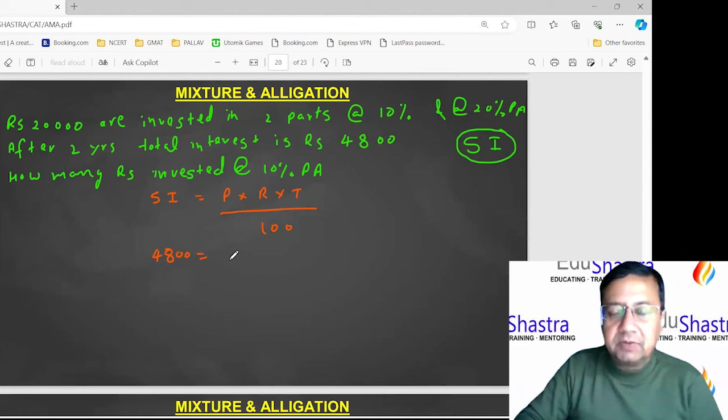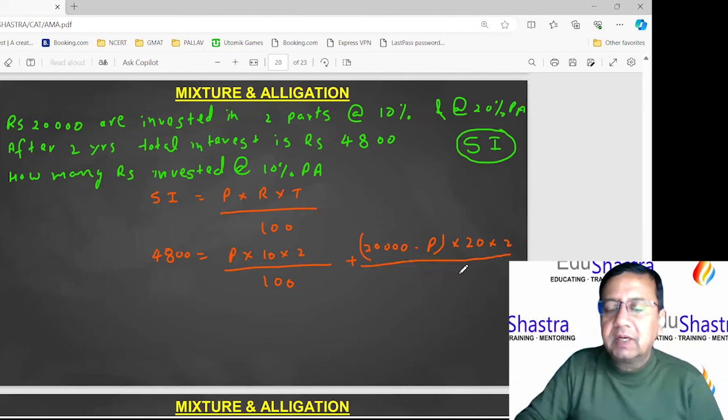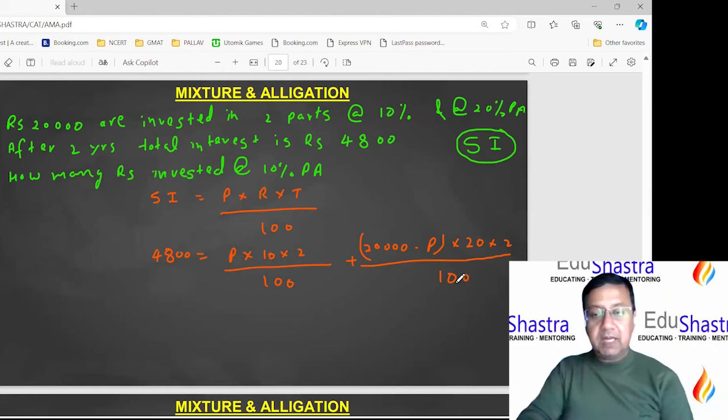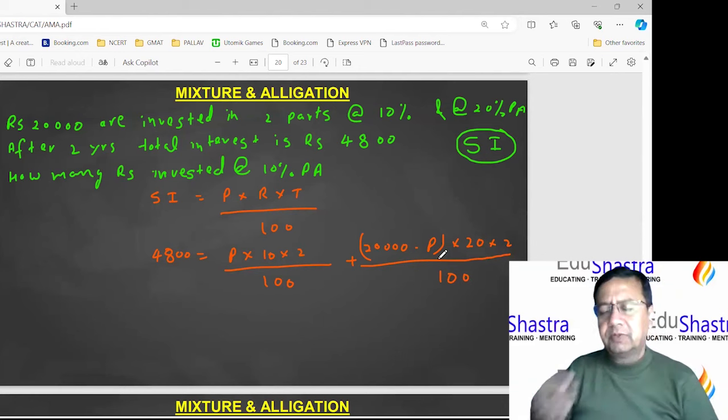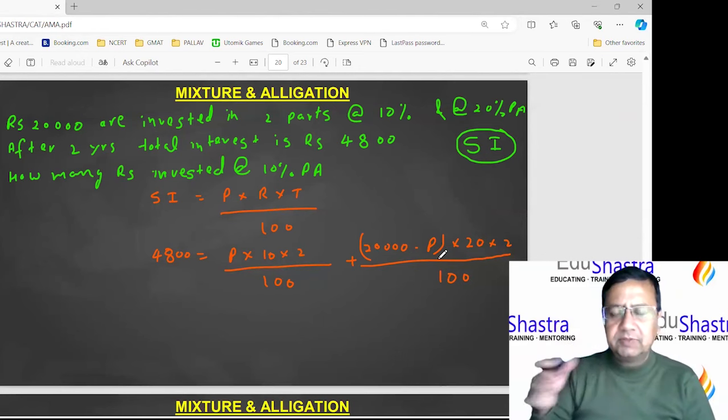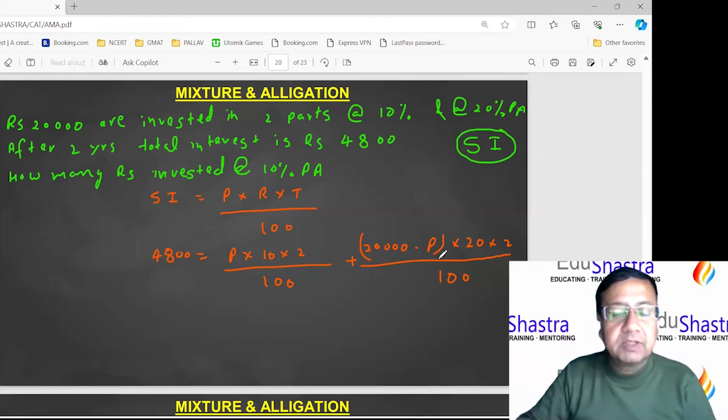If I'm getting 4,800 rupees as total interest after 2 years, and I want the value invested at 10%, suppose it is P into 10 into time 2 years divided by 100, right? Plus 20,000 minus P into 20 into 2 divided by 100. Then with addition, subtraction, transposition, division, I'll get the money invested at 10% per annum.